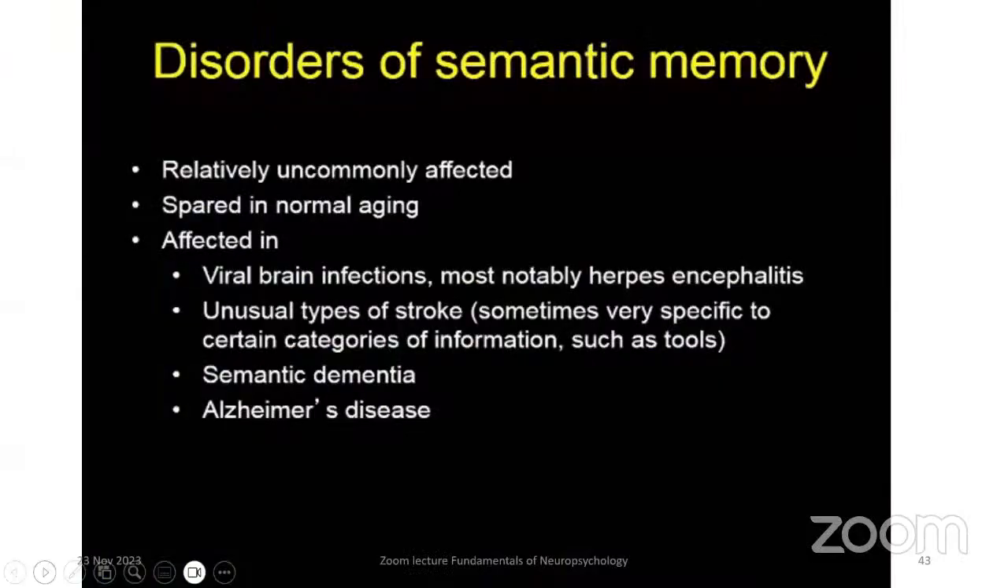Disorders are relatively uncommon, and it is spared in normal aging. It's affected in viral brain infection, mostly herpes simplex encephalitis, also unusual types of stroke, sometimes very specific to certain categories of information, such as tools. Semantic dementia, and late in Alzheimer's disease. Semantic dementia is the most common presentation of frontotemporal dementia. In Alzheimer's disease, it comes late.